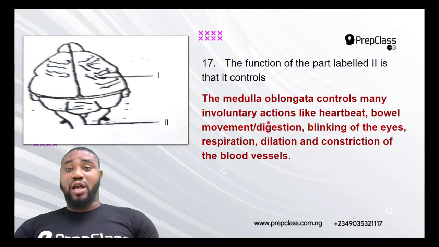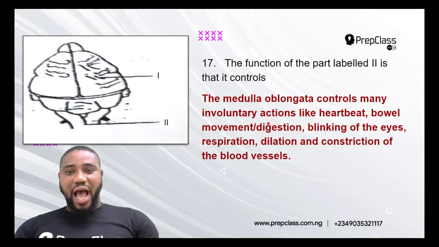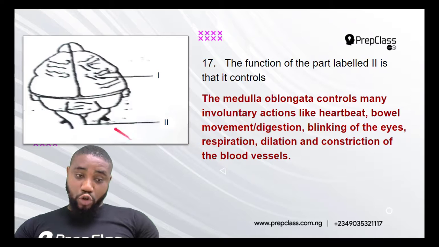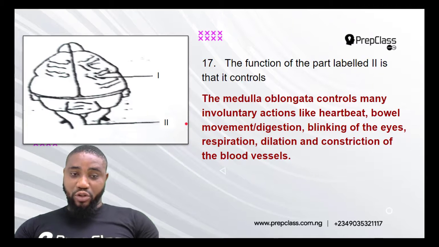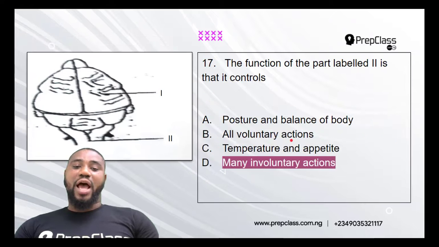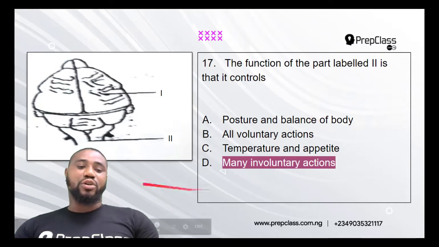Not all involuntary actions are controlled by the medulla oblongata. Some are controlled by the spinal cord, like the knee jerk. But these ones I mentioned here are the function of this part, level 2, which is the medulla oblongata, control of some voluntary actions. So the answer there is many involuntary actions.